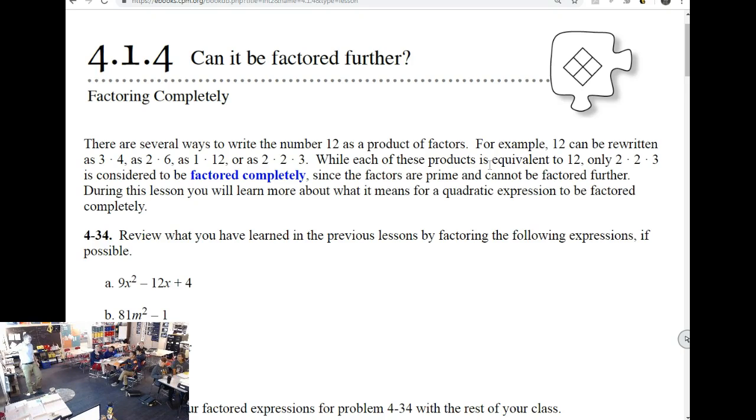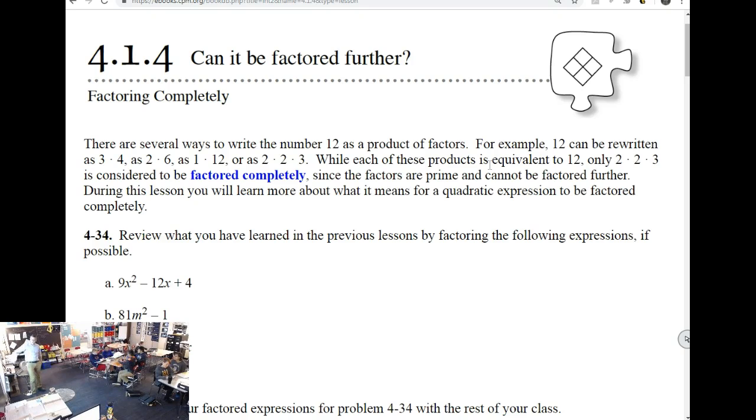Oh, so like no decimals? No, decimals don't count as clean factors. And also, a prime number is a number that can only be multiplied by itself and 1. So 7 wouldn't be a prime number? No, 7 is a prime number. And 10 is not a prime.